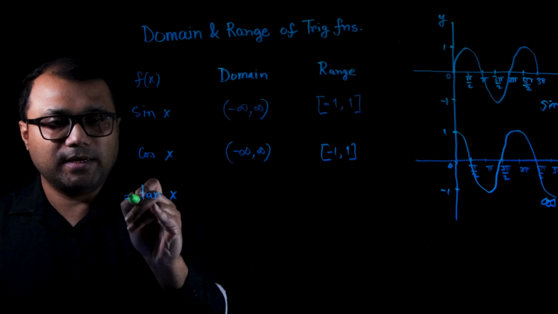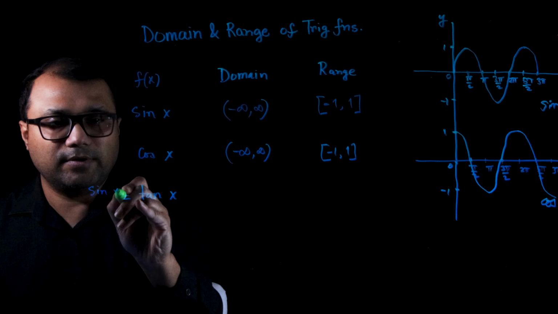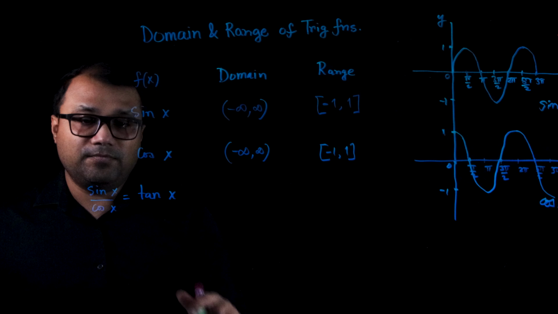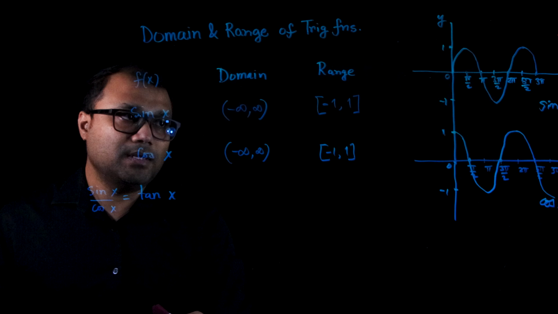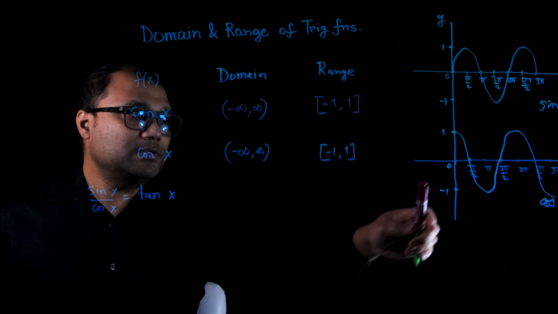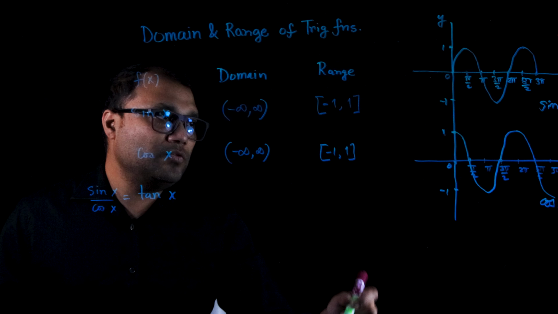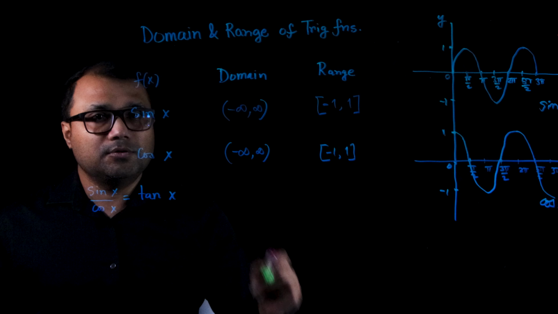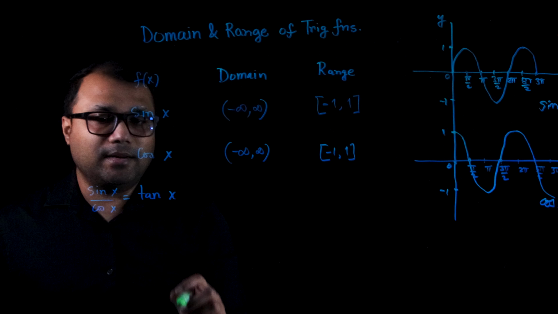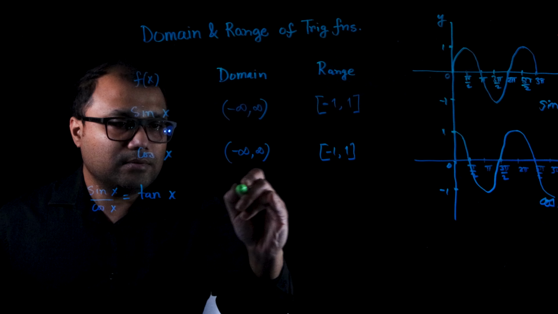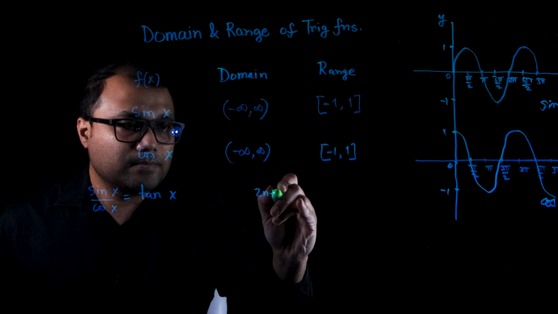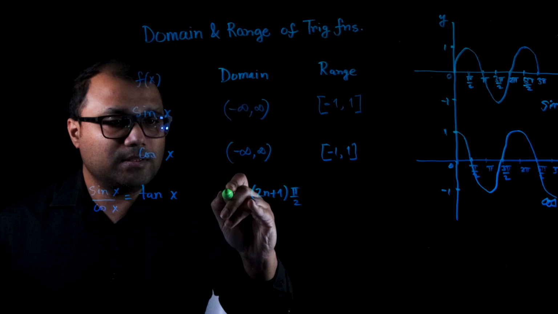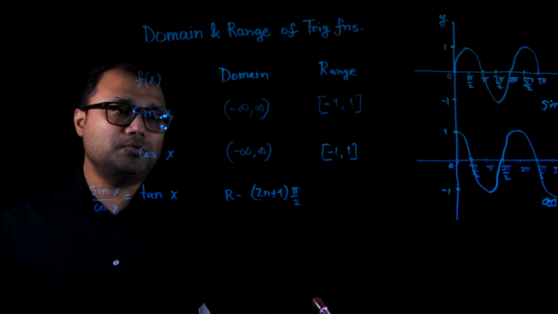Tan x we know is defined as sin x divided by cos x. So tan x would be undefined whenever cos x is 0. And when is cos x 0? Cos x is 0 at pi by 2, 3 pi by 2, 5 pi by 2. So all odd multiples of pi by 2. So tan x is undefined at (2n plus 1) pi by 2, and it is defined for all real numbers except (2n plus 1) pi by 2.